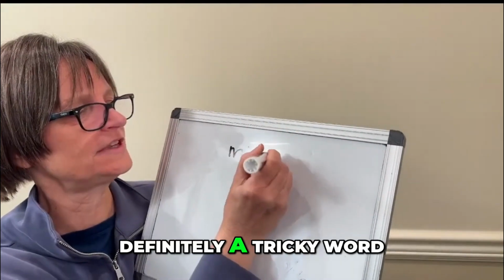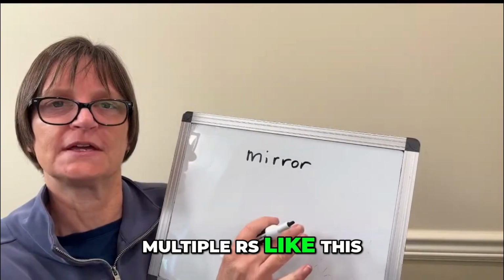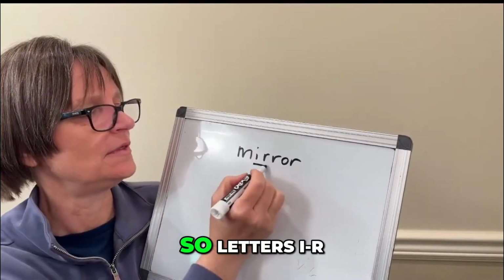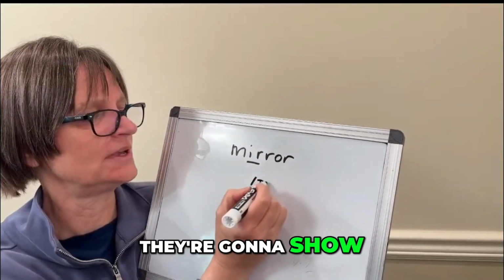Mirror. This is definitely a tricky word. I have a video for it. Anytime we have multiple R's like this, we have to be able to connect and move between R's. So letters I, R say ear here. In some dictionaries, they're going to show ear like this.